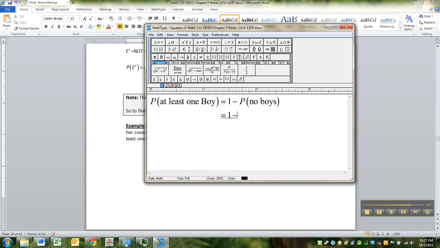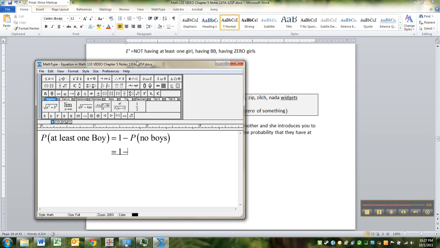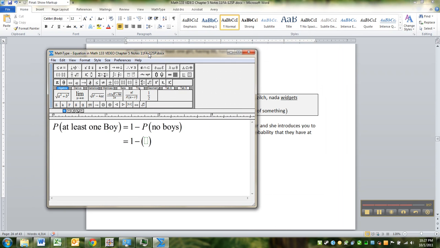Now I want the probability of no boys. But boys and girls are independent of each other, right? Let me put it this way: the probability of all girls. If you have no boys, you have all girls. Now, what's the chance your first kid's a girl? 50-50, right? 1 out of 2. And the second kid, 50-50, and so on. How many times are you going to do it? 12. So it's 0.5 times 0.5 times 0.5 times 0.5.